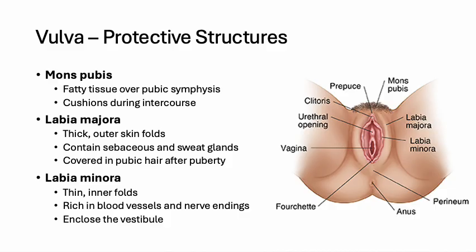Inside the labia majora are the labia minora, which are more delicate, hairless folds rich in sensory innervation and blood supply. They help form the boundaries of the vestibule and contribute to sexual sensitivity while shielding the urethral and vaginal openings.